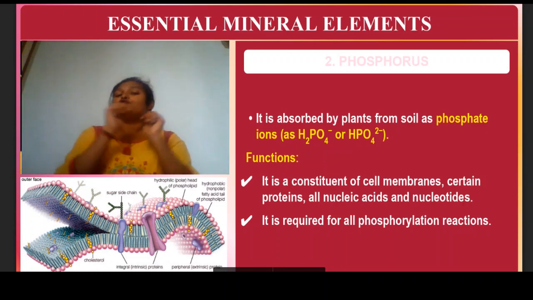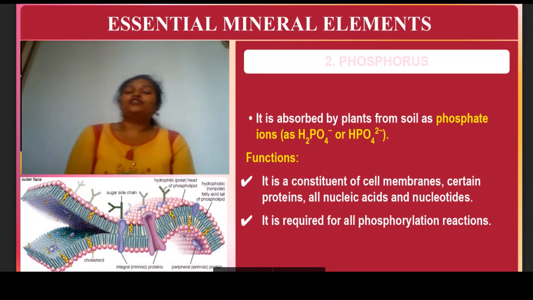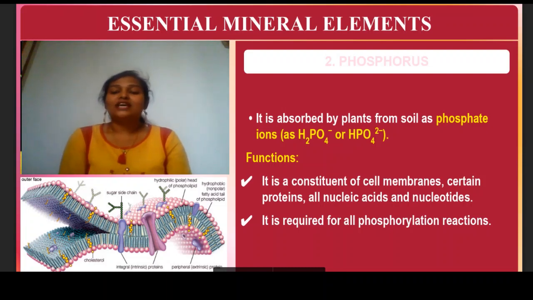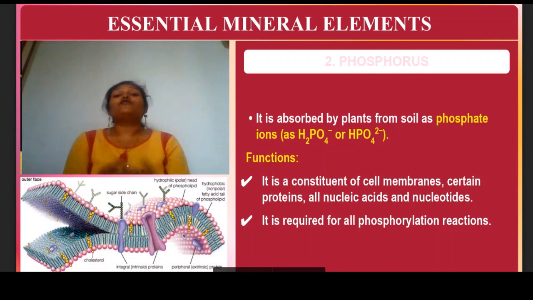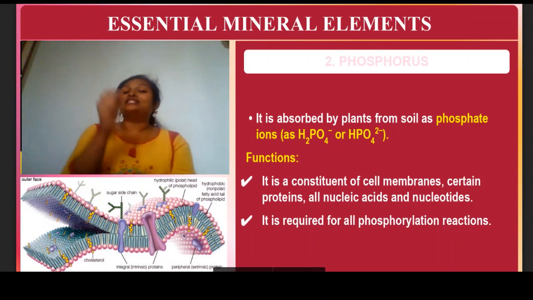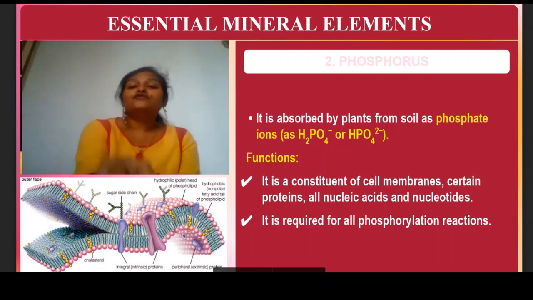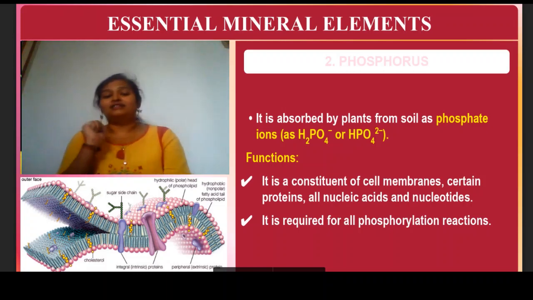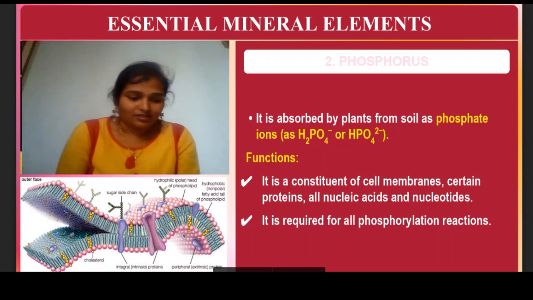What is phosphorylation? Addition of the phosphate, we are going to say. So that is what the phosphorylation reactions are. For the formation of the energy currency, that is ATP, adenosine triphosphate, phosphorus is required. That is the P we consider.